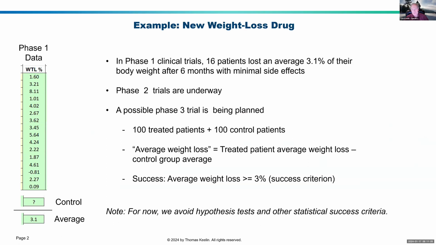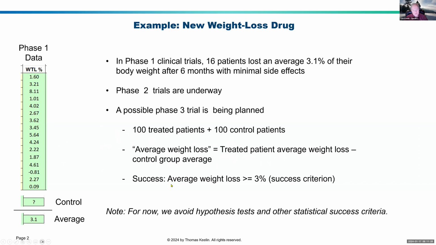After 6 months with minimal side effects. Phase 2 trials are underway. A possible phase 3 trial is being planned. That'll have 100 treated patients plus 100 control patients. Average weight loss throughout this presentation is defined as treated patient average weight loss minus that of the control group. So it's placebo effect adjusted.